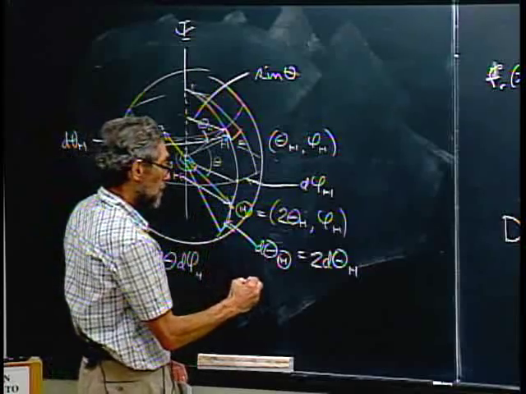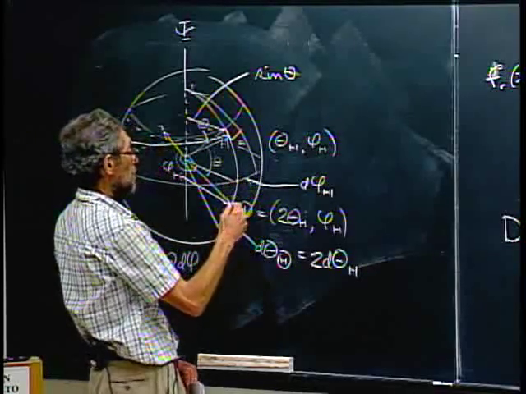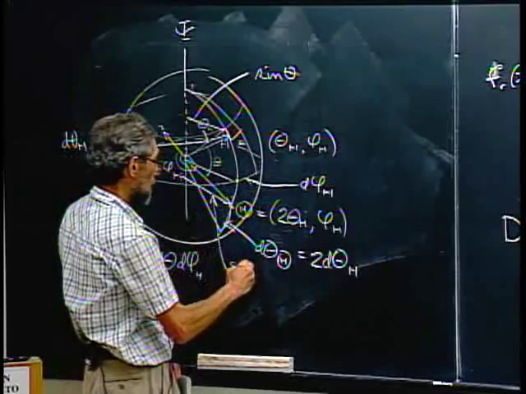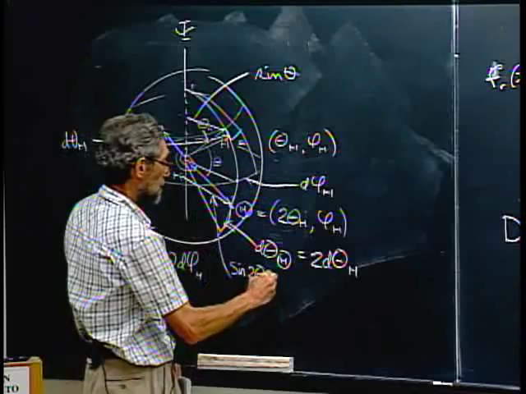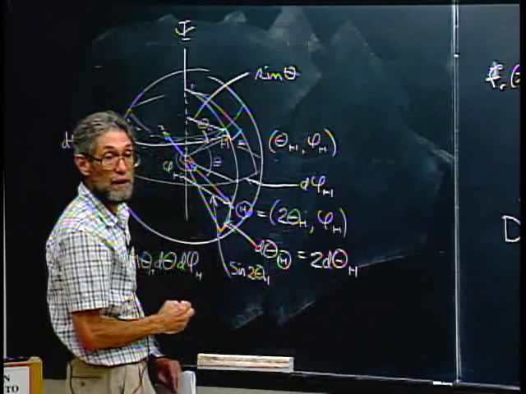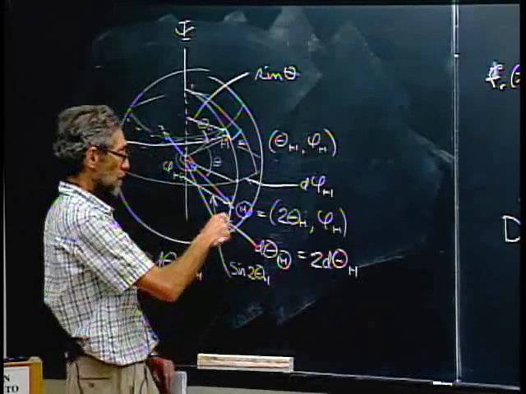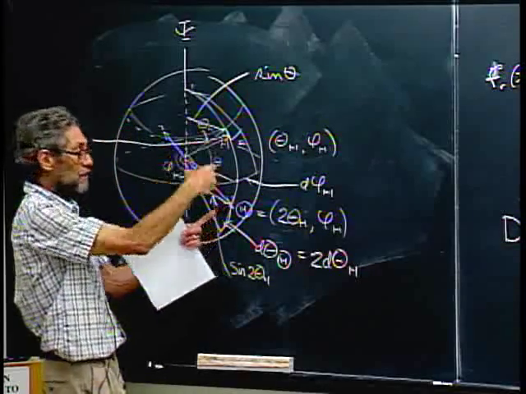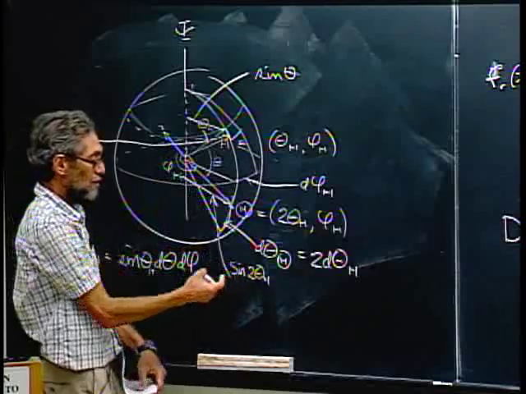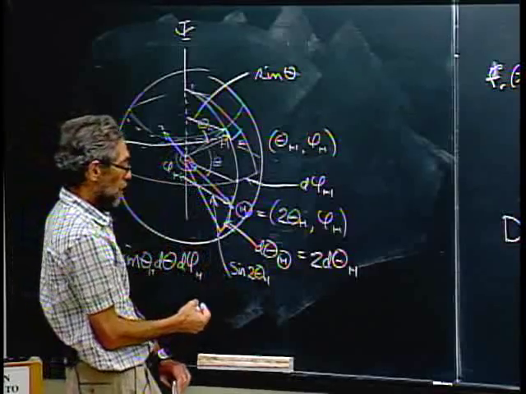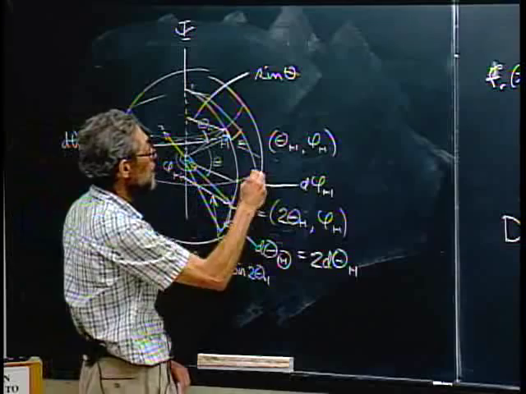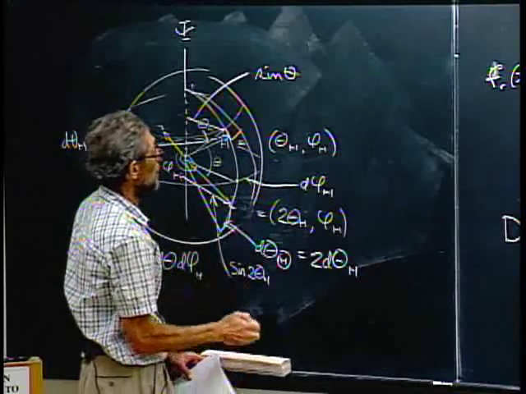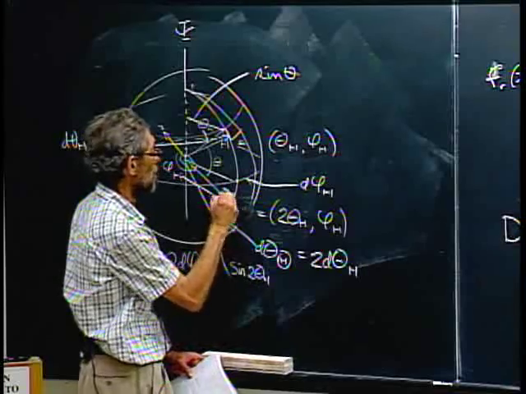So that means that this thing is sine 2 theta h, right? Because this angle here was twice this angle. So this radius is now sine of twice that angle. And so that means that this d phi here, I've totally messed up my picture. Let me put my reflected direction here somewhere.